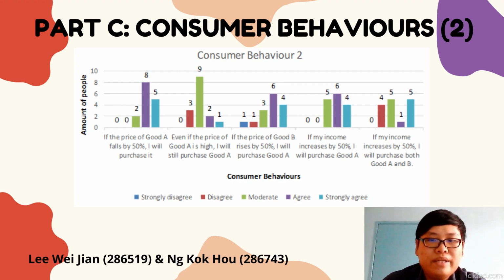Good A and Good B are substitute goods. Substitute goods are similar products that a customer may use for the same purpose. Therefore, when the price of Good B rises, the customer will purchase Good A because the price of Good A is cheaper than the price of Good B.